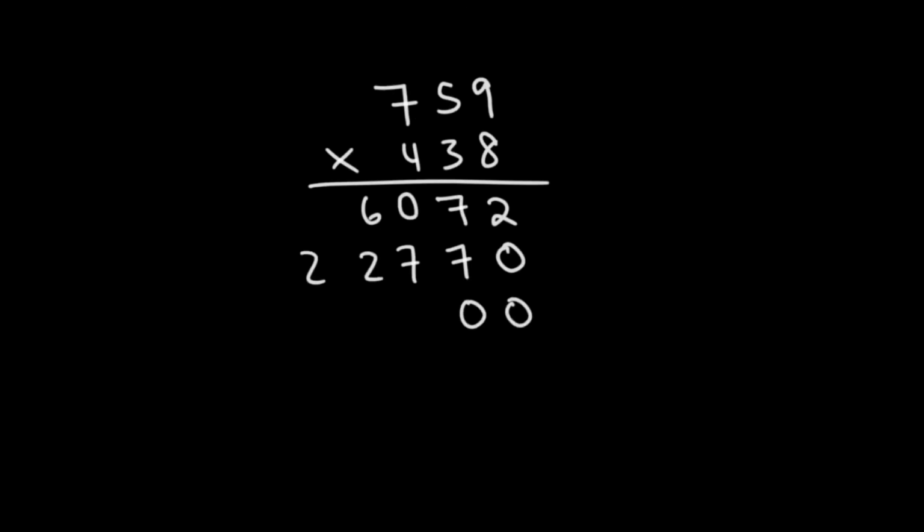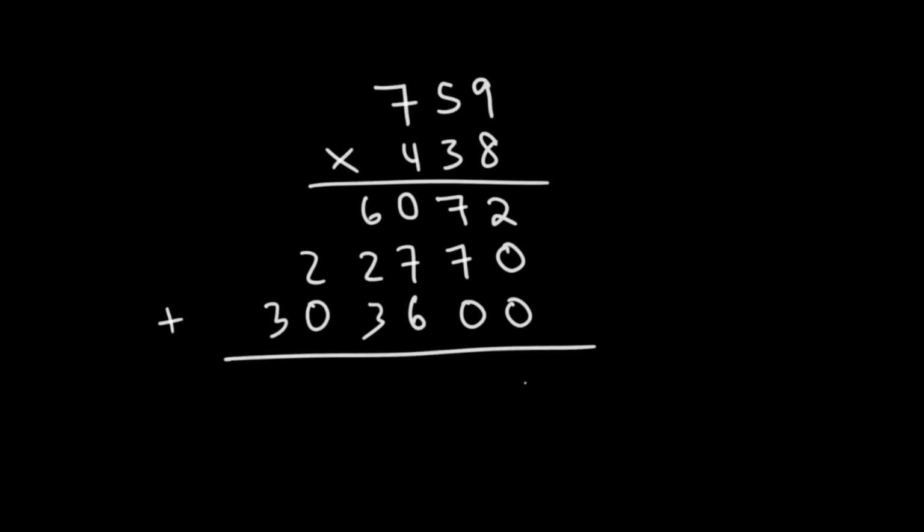Now, we're going to write 2 zeros instead of 1 before we go into the 4s. So 4 times 9 is 36. Let's carry over the 3. 4 times 5 is 20, plus 3, that's 23. Let's write the 3 and then carry over the 2. 4 times 7 is 28, plus 2, that's 30. So we're just going to write 30 at this point.